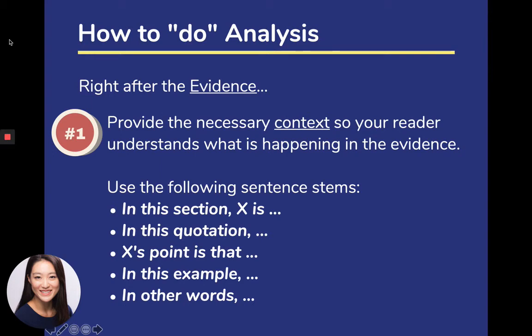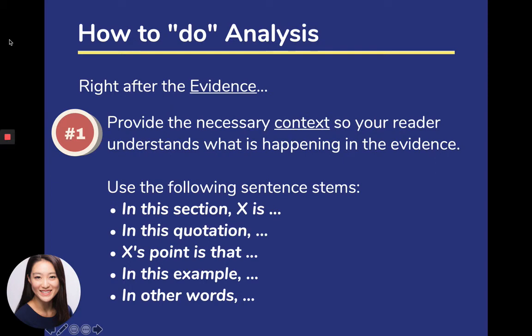So to do analysis, right after you provide your evidence, provide some context. Remember, your reader did not do the research. They did not read your sources. So if necessary, you have to provide them with what's going on in the quotation or the paraphrase shared. Where was this particular research done? Who is the speaker here? What is the quotation saying in layperson terms?